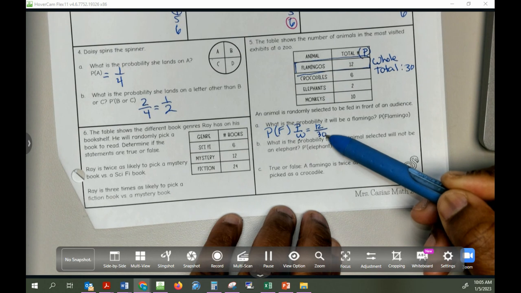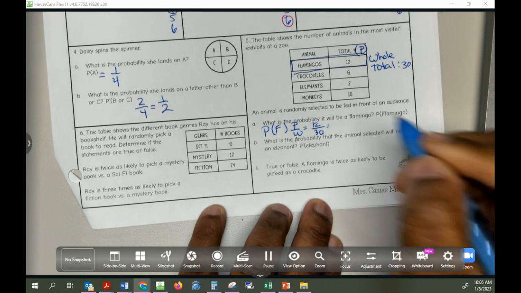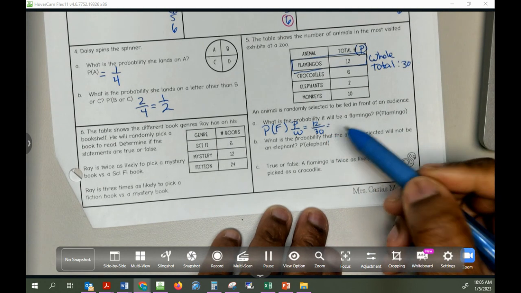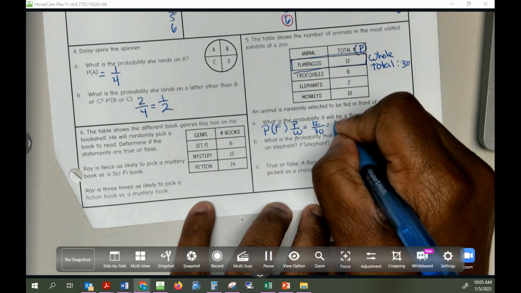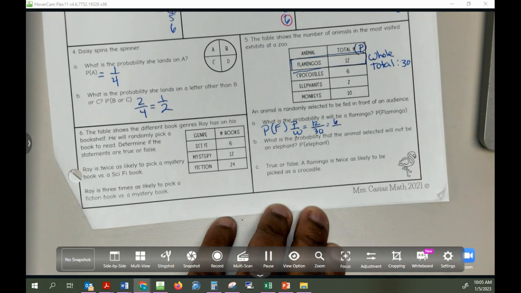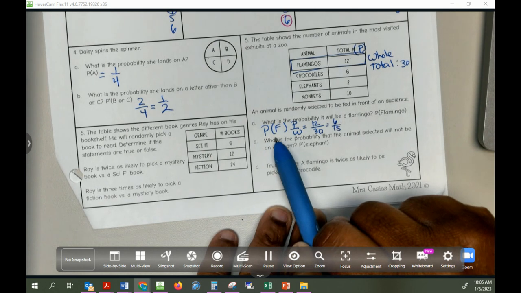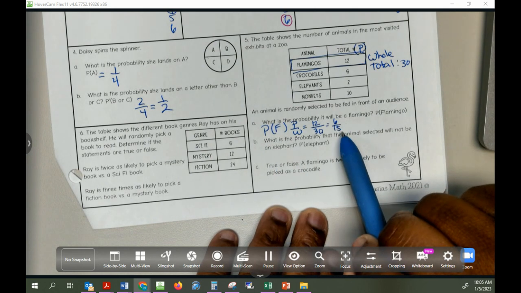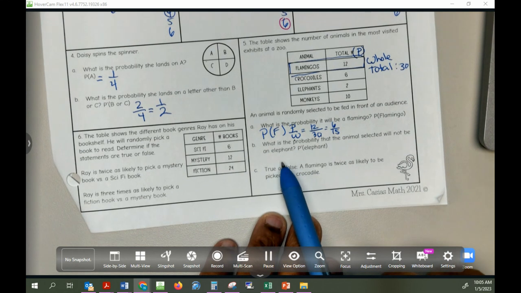But this can be simplified because they're even numbers. So Sophia, you're almost there. Let's go ahead and just divide these by 2. What's 12 divided by 2, sweetheart? 6. And what's 30 divided by 2? 15. So our chance of getting a flamingo will be 6 out of 15. You get it? Awesome. All right, let's go to the next.